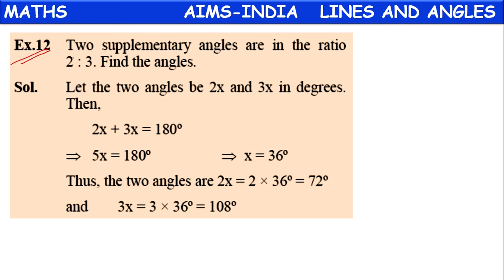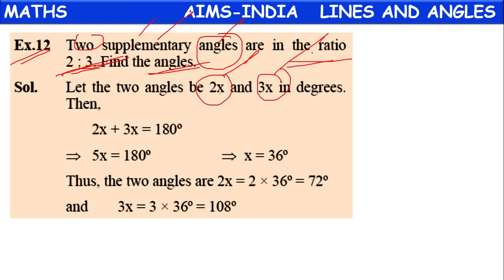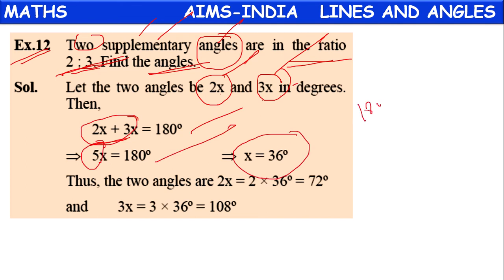Next one, example 12. Two supplementary angles are in the ratio 2:3. Find the angles. They have given that the angles are supplementary, so their sum is equal to 180 degrees. And the ratio is 2:3, which means one angle we can assume as 2x and another angle 3x. Their sum, 2x plus 3x equals 180 degrees. 5x equals 180 degrees. x equals 180 by 5, which is equal to 36 degrees.